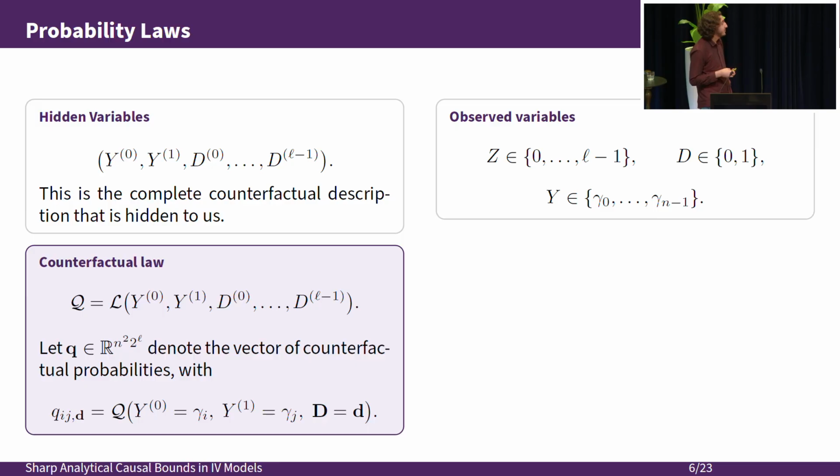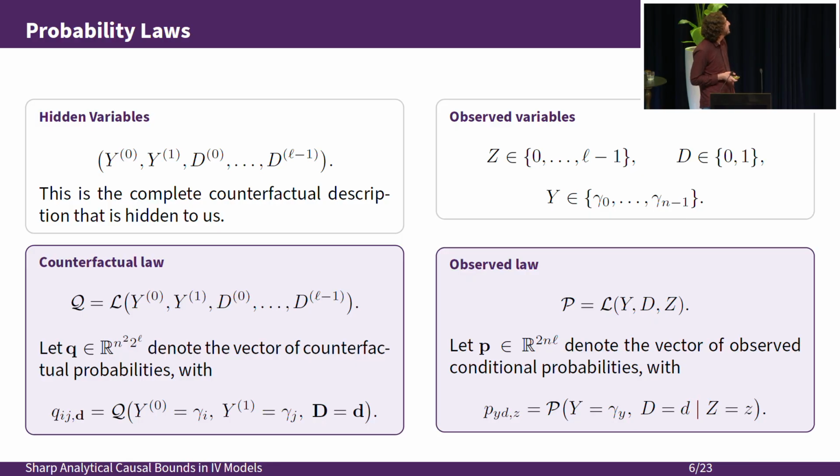First, we have counterfactual law, which is a joint distribution over all potential outcomes. And we use vector Q in order to simplify its presentation. And also, we have observed law, which is the joint distribution over our assigned doctor, the treatment, and the realized outcome. And also, we use P to denote the conditional probabilities, which is shown in this slide.